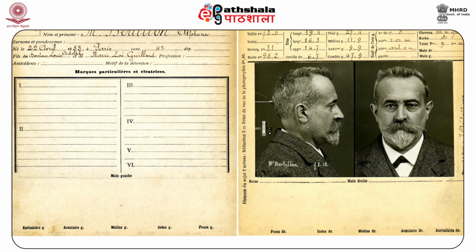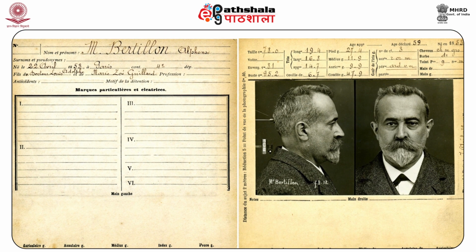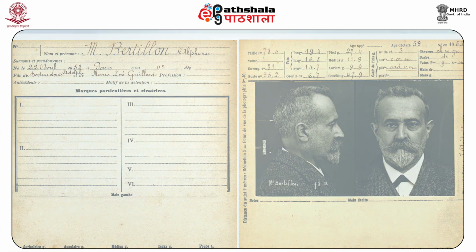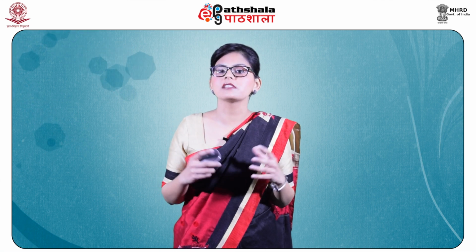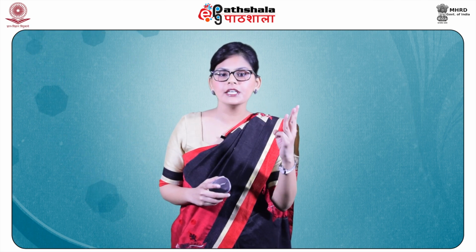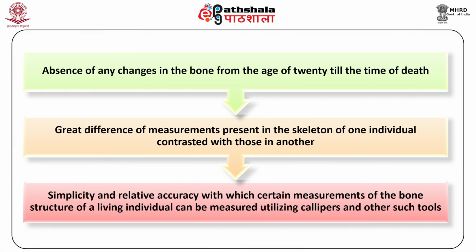In 1882, Frenchman Alphonse Bertillon, an officer in the French police department, devised an application of anthropometry, which was a systematic classification of criminals, especially repeat offenders. He understood the significance of anthropometry as a science of identification when he came to know about three basic ideas. The first was the absence of any change in the bone from the age of 20 till the time of death.